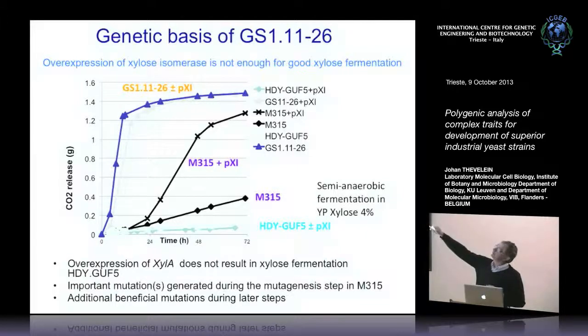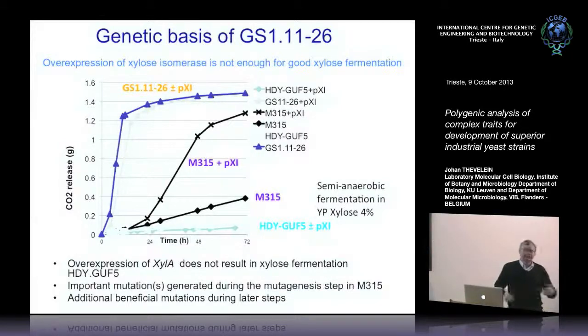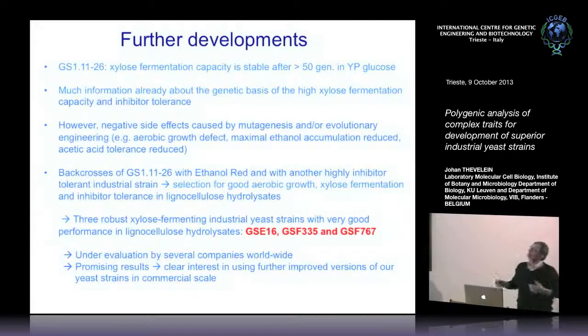In the final strain, overexpression of xylose isomerase does not help anymore, because we know that the final strain has amplified its xylose isomerase gene at least 10 times in the genome. So, the strain was stable. We have grown the strain for more than 50 generations on glucose medium. When we put it back in xylose, it ferments the xylose immediately.